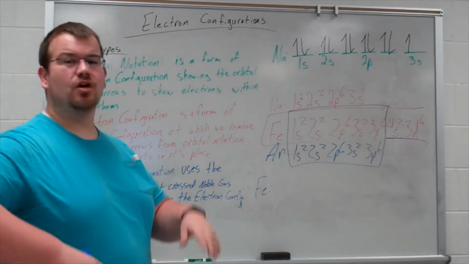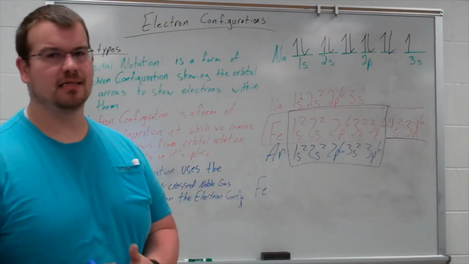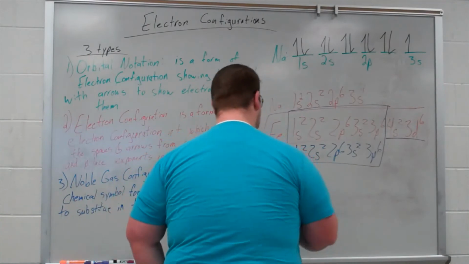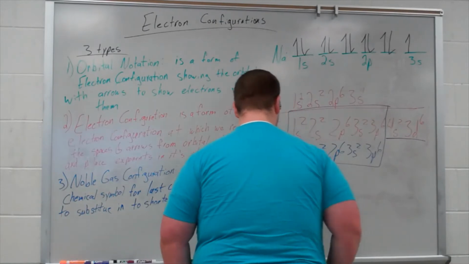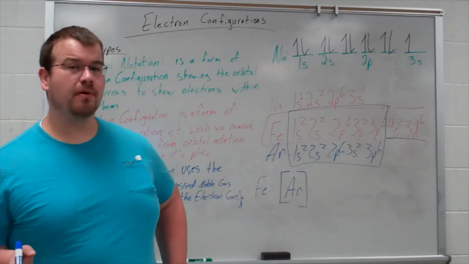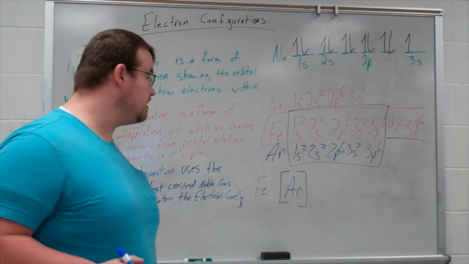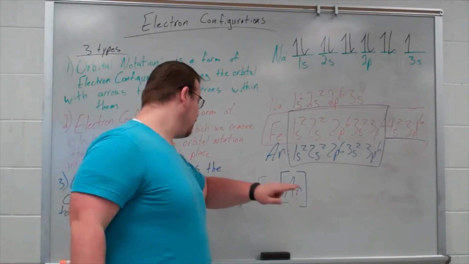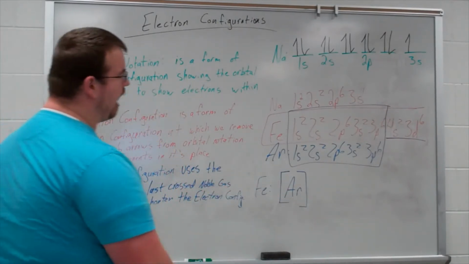here's the key. You take the chemical symbol and put it in square brackets. Okay? What I'm saying, put it in square brackets like this. Do not put it in parentheses. If you put it in parentheses, you are wrong. I'm not stressing this enough. Square brackets. You must use the square brackets.